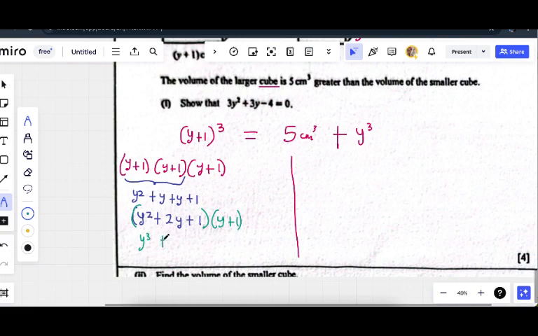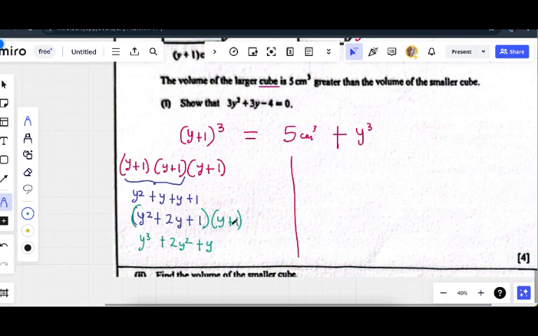Plus y multiplied by 2y, I get 2y squared. Then y multiplied by 1, I get y. Then I'm done using y.